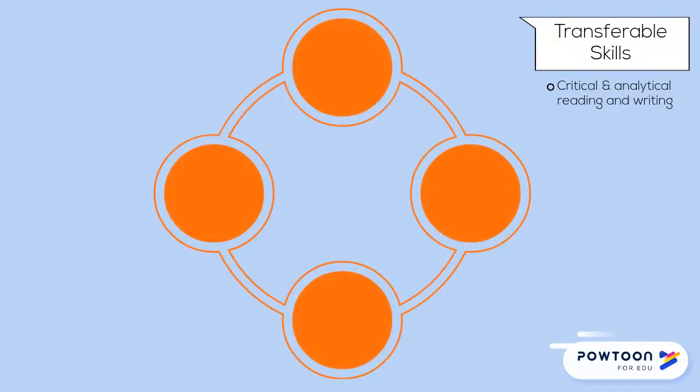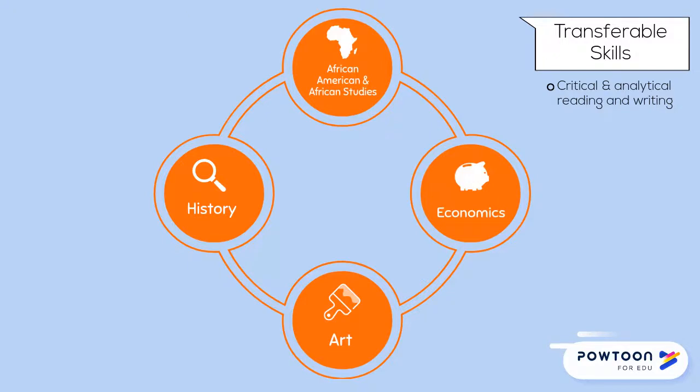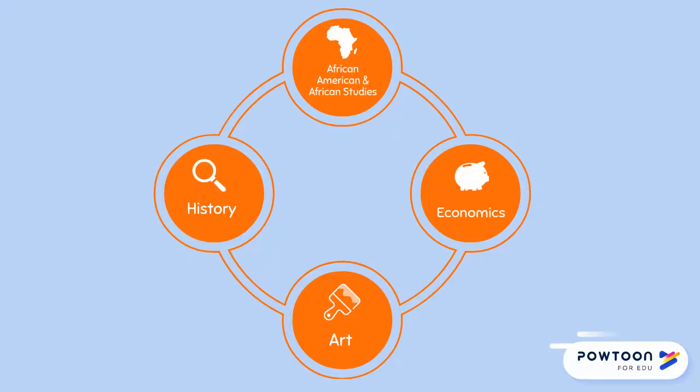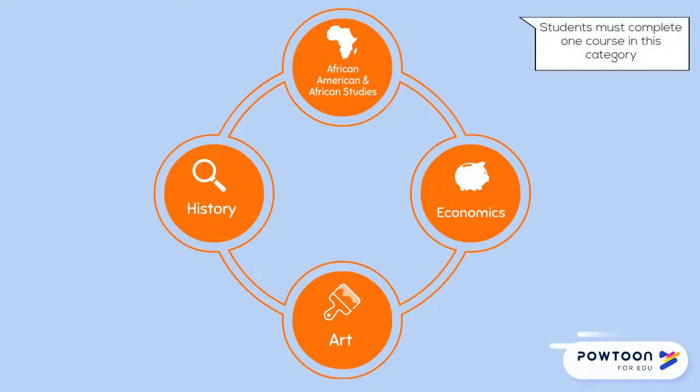Though many of the courses that fulfill this category are in the history department, other departments, such as African American and African Studies, Economics, and History of Art, also contain courses that can fulfill this requirement. All students must take at least one historical study course to graduate. You must first have credit for English 1110 before you can take many of these courses.